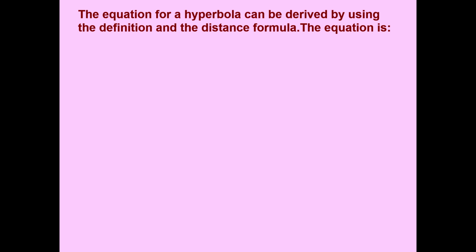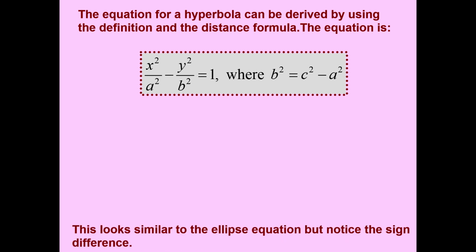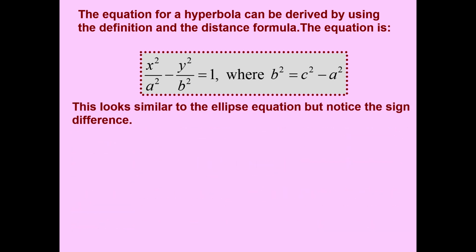The equation for a hyperbola can be derived by using the definition and the distance formula. The equation is x squared divided by a squared minus y squared divided by b squared equal to 1, where b squared is equal to c squared minus a squared. This looks similar to the ellipse equation, but notice the sign difference.